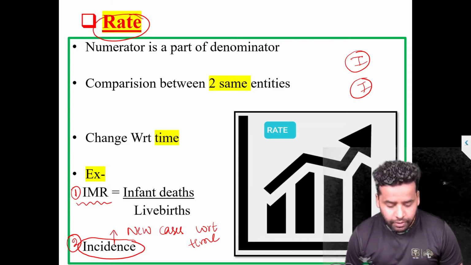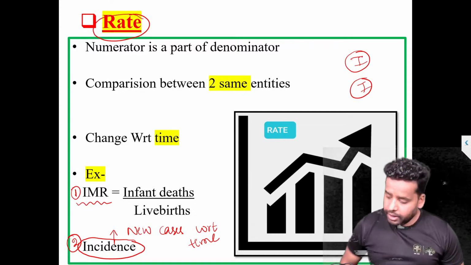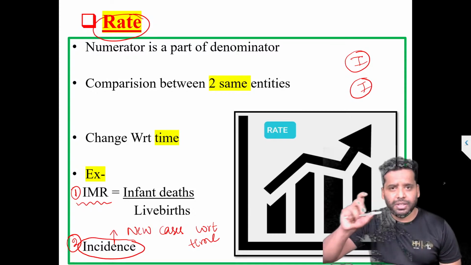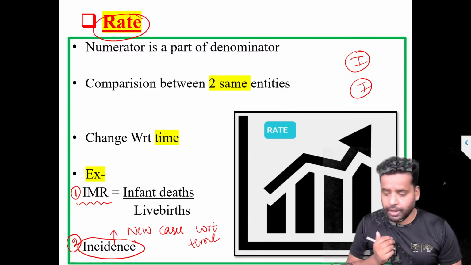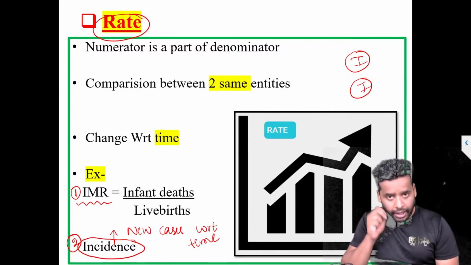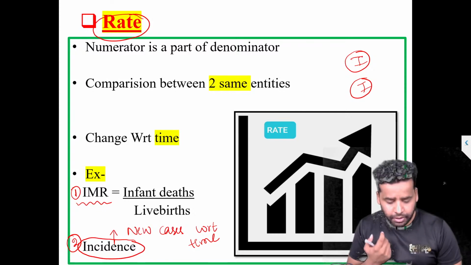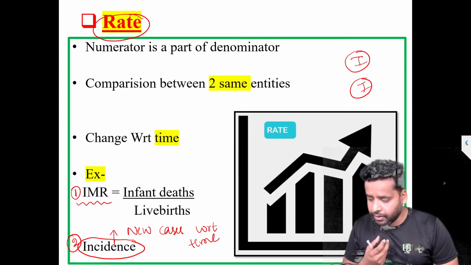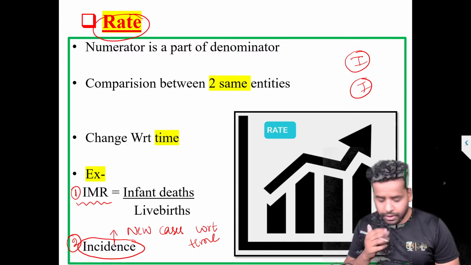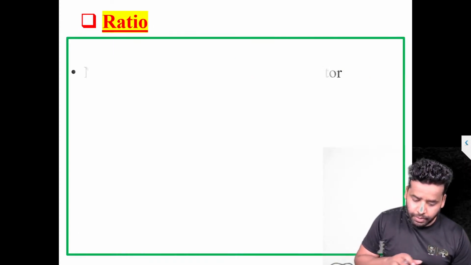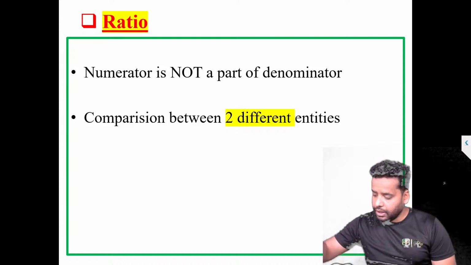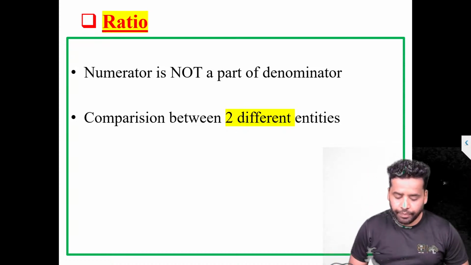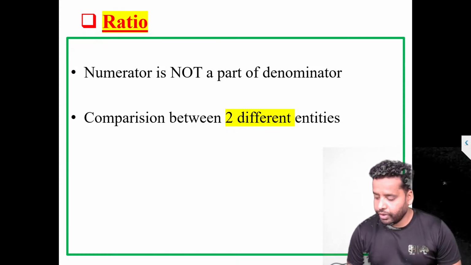So now tell me, when I discuss ratio, ratio means comparison between two same entities or different entities? Very basic question I'm asking. School level questions I'm asking, because those are the things which have been asked in the exam. All these are previous year questions only. Whatever we are discussing in PSM concise, what I'm teaching in the MCQ part is always previous year topics, previous year questions. Yes, good. Ratio. Numerator is not a part of the denominator. Comparison between two different entities.